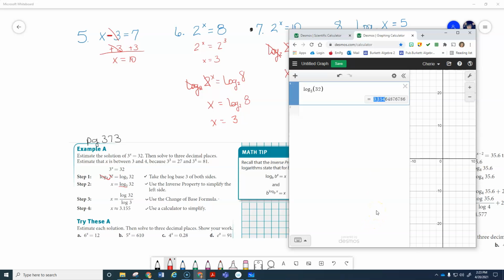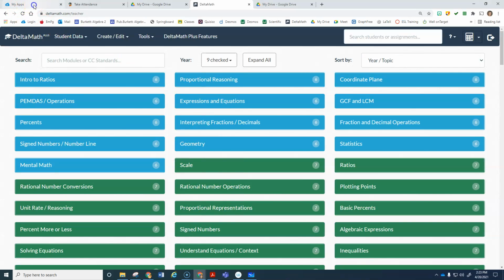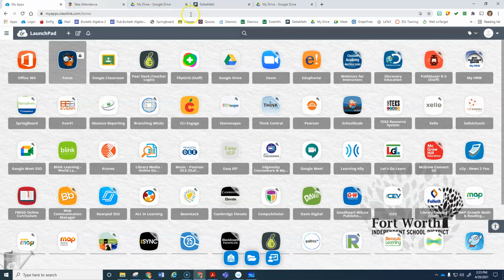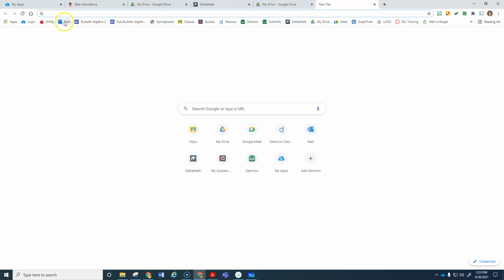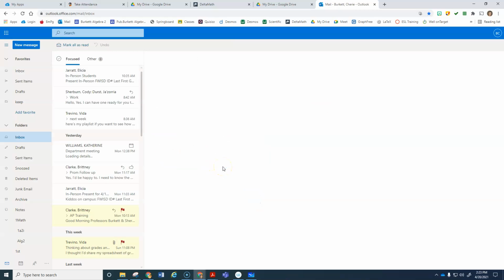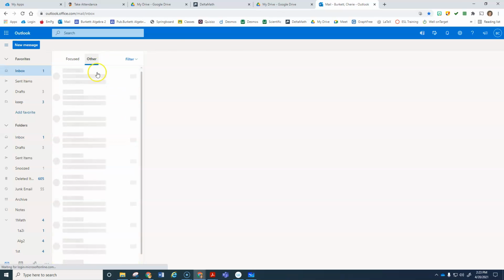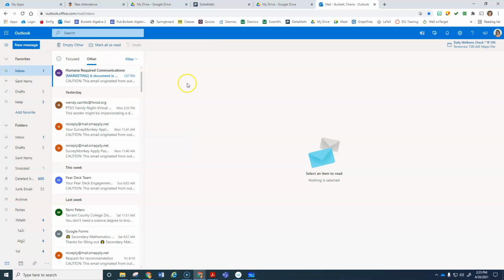I did want to show you too that I emailed this to myself. I don't know if it came through or not. But I used to use my phone calculator. My phone calculator, and I have an iPhone. My phone calculator, oh, I haven't gotten it yet.